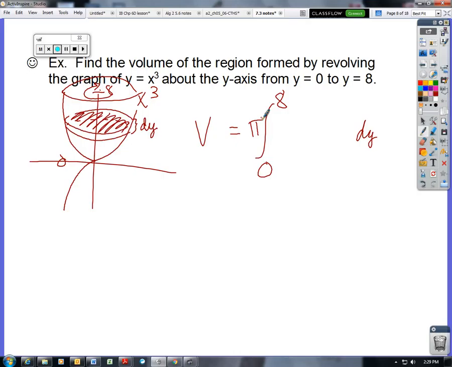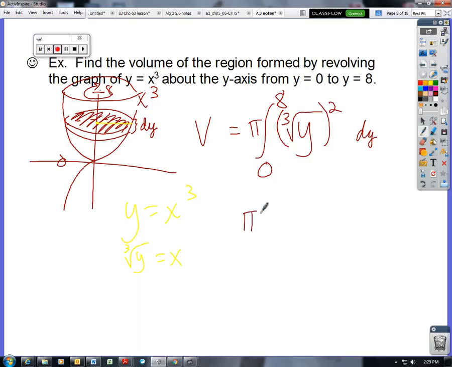And the radius is from the center, the axis of rotation, out to the edge, which is the function. However, it's not going to be x cubed here because we want it in terms of y. So instead, we'll take this function and solve for x, so we'll get the cube root of y. So the cube root of y will go here. But we're not done yet, because remember, it's actually pi r squared, so this whole thing is r, and we have to square it. So make sure you remember to do that. Now it is set up correctly, and you can integrate it.